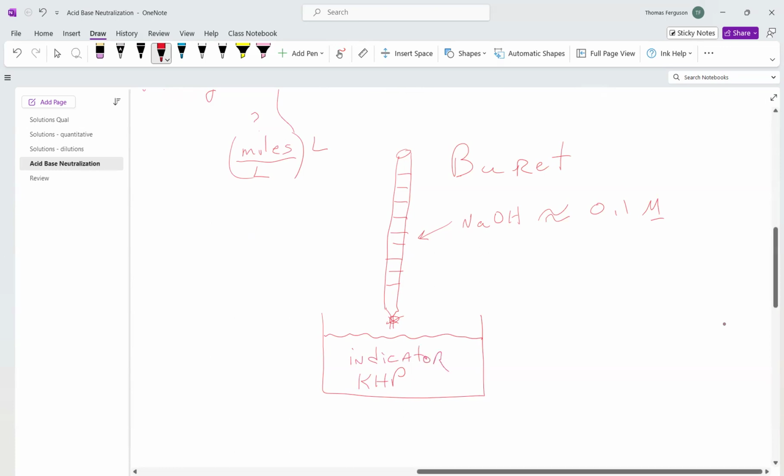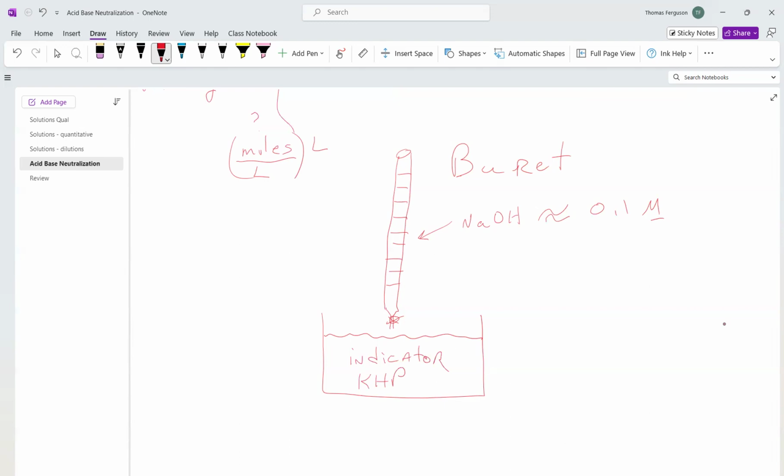And the indicator. Now we're using a very, very popular indicator. It's called phenolphthalein. And it's colorless until you reach the endpoint. Then it turns pink. And it's a very sharp endpoint. So as soon as it turns pink, light pink, you stop.